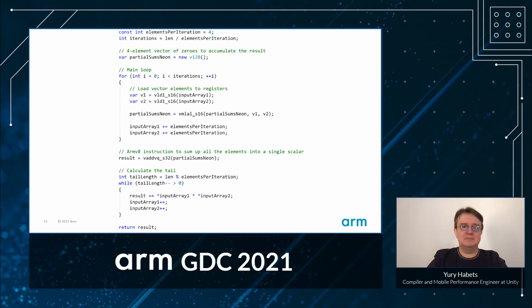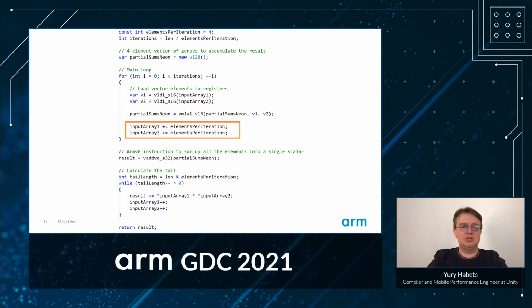Let's take a look at this main loop here. You can see two loads from the input arrays into vector registers. Then come the long multiply and accumulate instruction here. And finally, we advance the pointer further for the next iteration. You can process 4 elements in a single loop iteration. So it's really classics of SIMD.